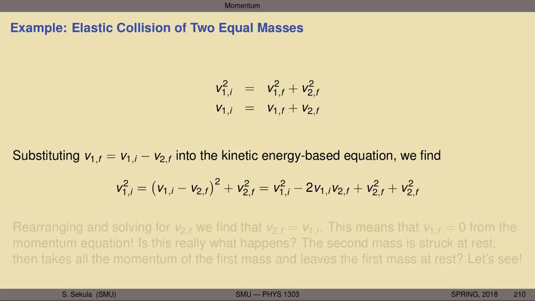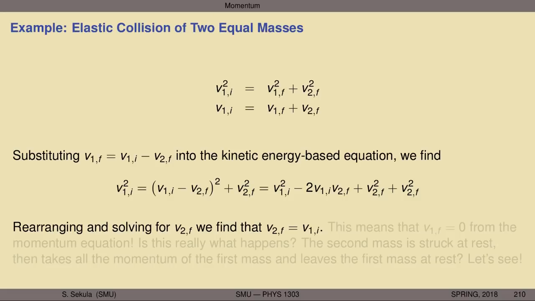And if I expand out that polynomial, v1 initial minus v2 final all squared, I get this beast here. I invite you to do some algebra gymnastics. Group terms together, cancel out terms that have opposite signs between them but otherwise are the same. And at the end of this, rearrange and solve for v2 final. And if you do that, you'll find that v2 final is equal to v1 initial. So what this tells us is that the final velocity of the second cart, or mass, is equal to the initial velocity of the first cart, or mass.